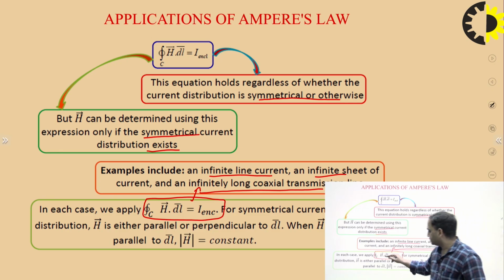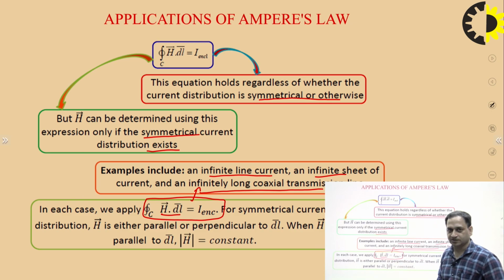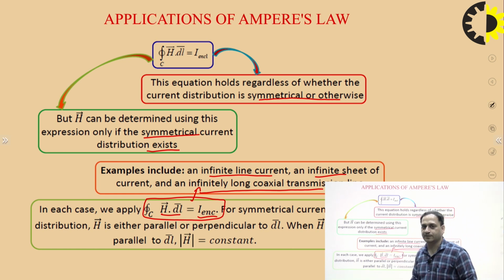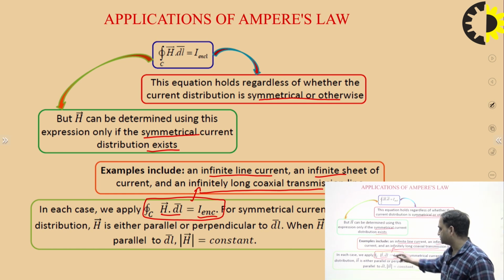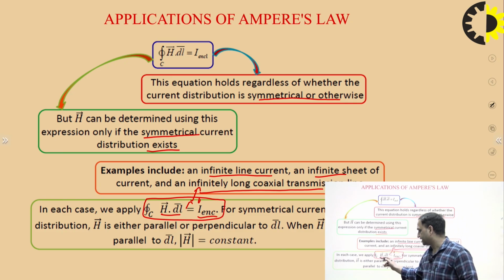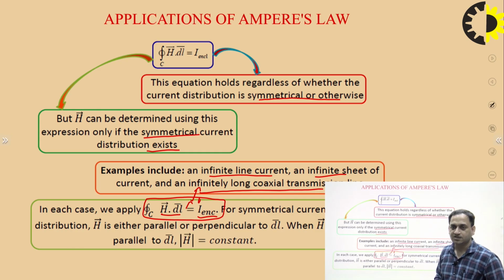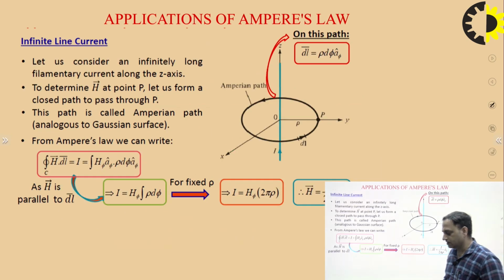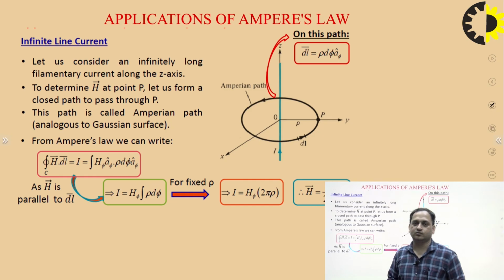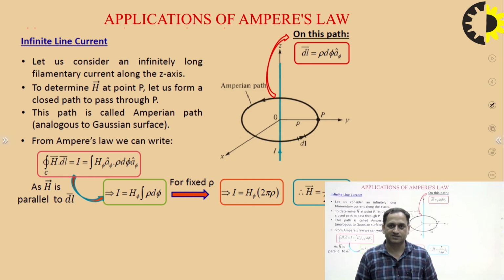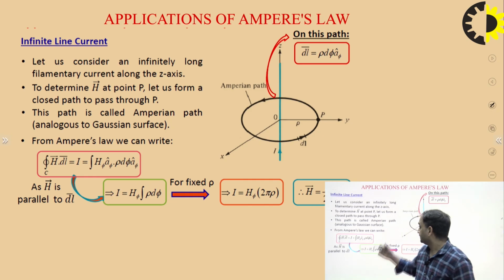H and dl must be parallel to each other. If H and dl are parallel, then it will give the I enclosed, some value. If H and dl are perpendicular to each other, in this case the value will become 0. So the case which we will take is that the direction of H and the direction of dl must be the same.